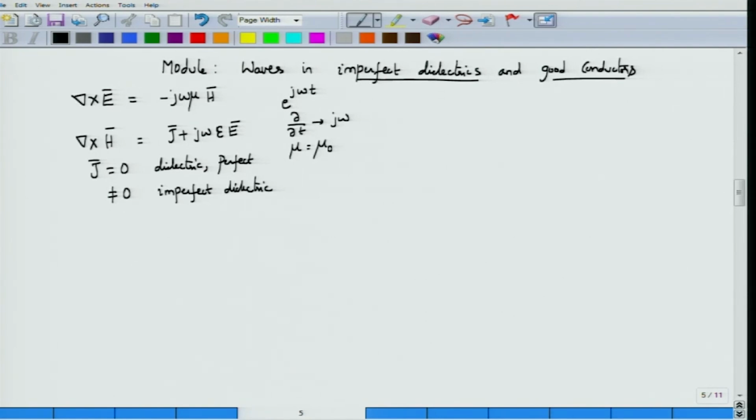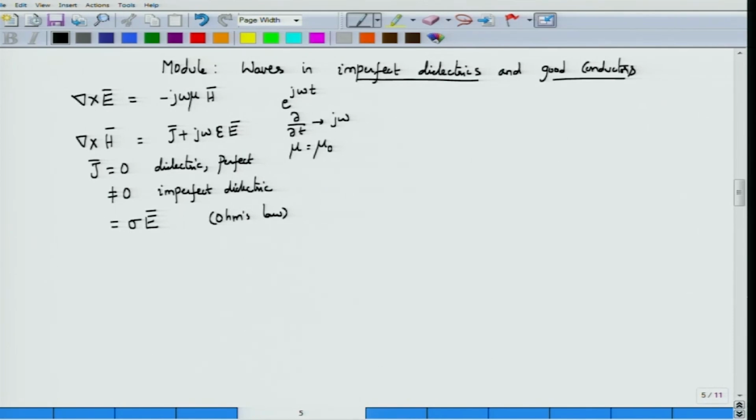In any case, we will assume that J is non-zero in order to capture both the imperfect dielectric as well as good conductor effects. So we have J non-zero, but we also invoke the fact that J is linearly proportional to the electric field in the form of Ohm's law. For the field expressions that we described earlier, J was equal to sigma times E.